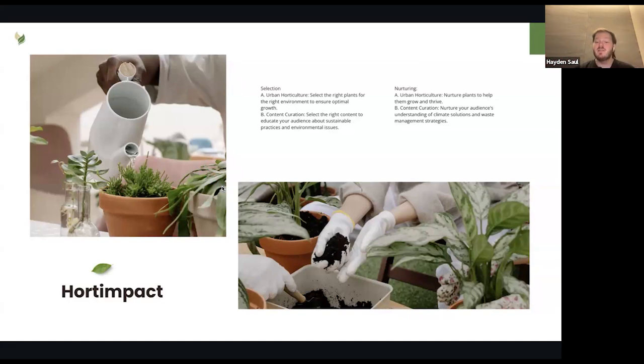And then when it comes to content creation, utilizing climate solutions and waste management strategies in order to really nurture these plants. If you are in a densely urban community, there's likely a lot of waste. So how are you using that waste to create something new?